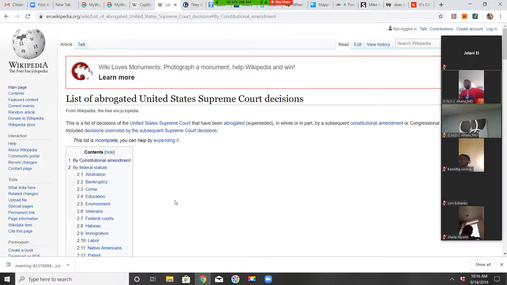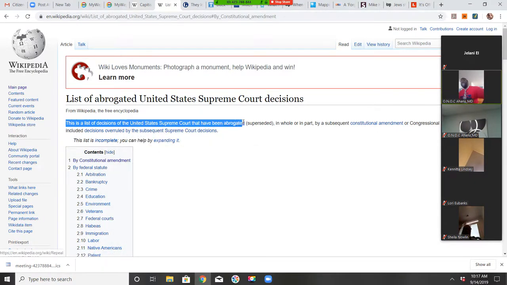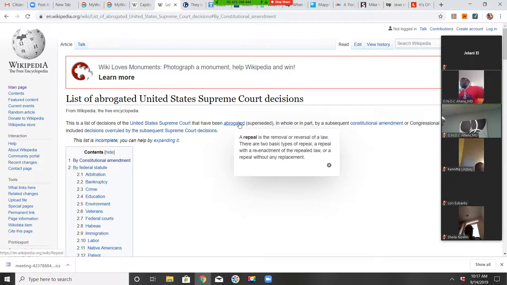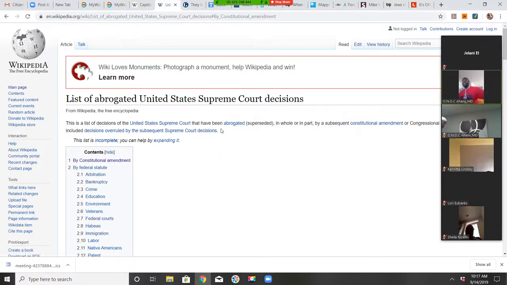This is Wikipedia. This is a list of abrogated United States Supreme Court decisions. It says this is a list of decisions of the United States Supreme Court that have been abrogated. Superseded. That's how they say the Dred Scott was superseded. Some people say overruled, and that's not true. Superseded. That have been abrogated, superseded in whole. This is the big part here. In whole or in part.